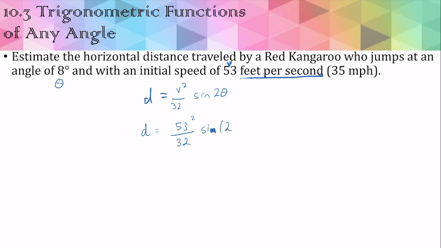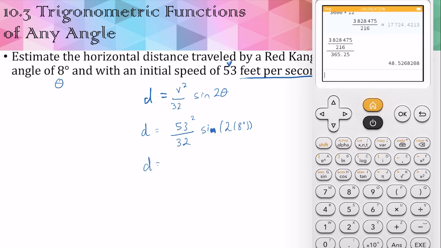Sine of 2 times 8 degrees. Let's use my calculator. 53 squared divided by 32 times sine of 2 times 8 gives us 24.2 feet.